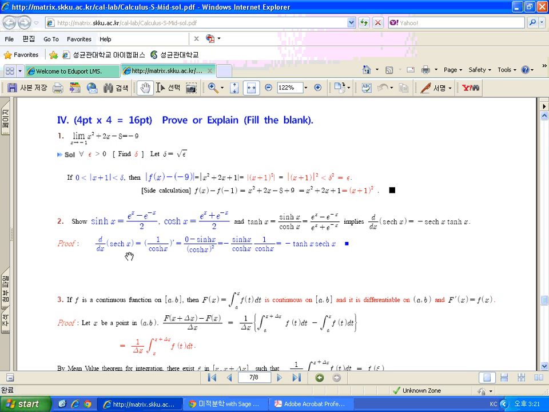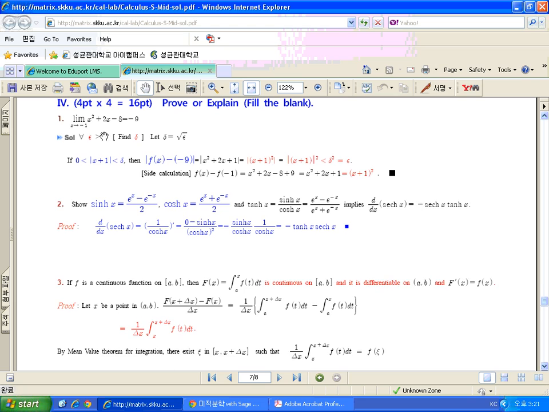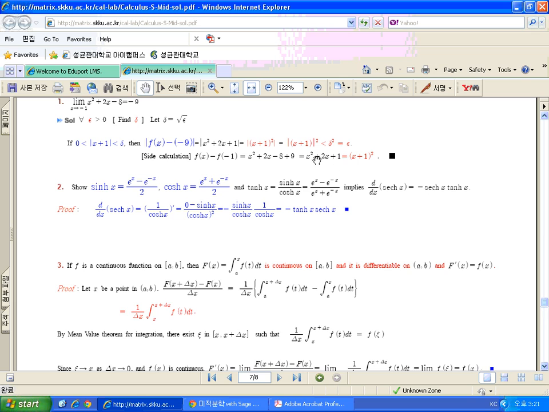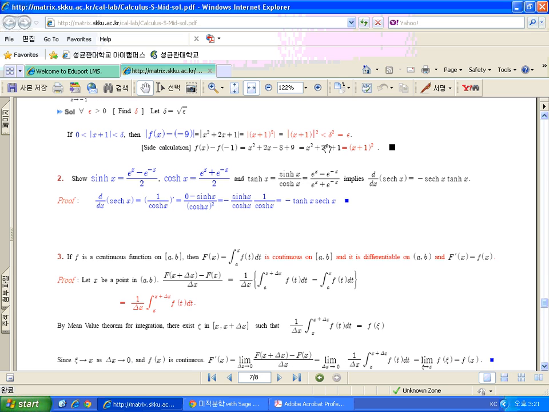And the last part of the problems: prove and explain, and show this limit. The limit of this is -9. So use the epsilon-delta argument to prove it, which you have done. All you have to do is a size computation, and then use this size computation to find the proper delta.